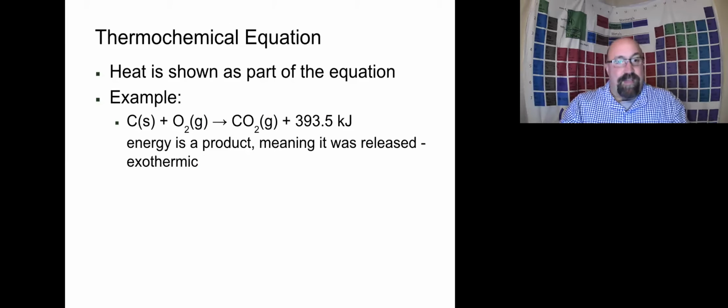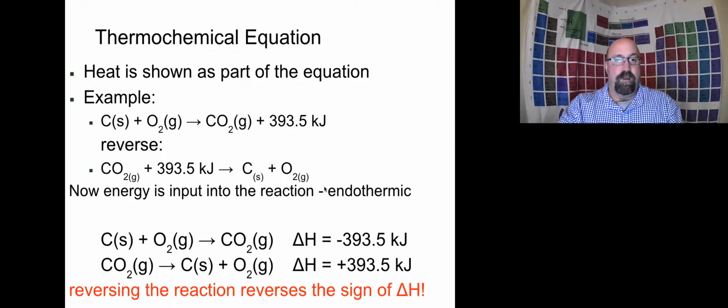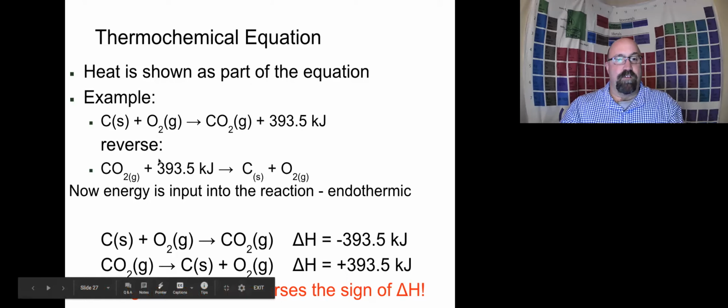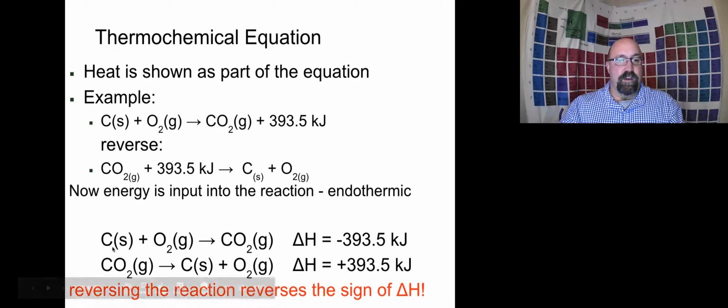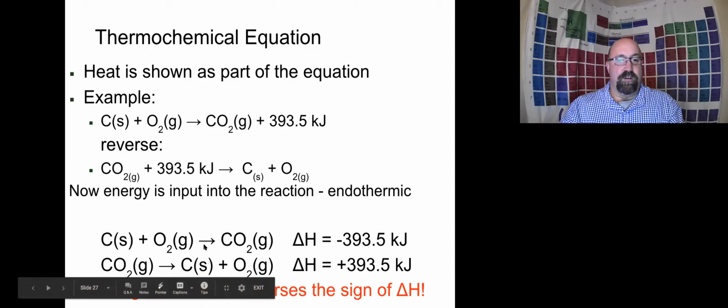And then we started to look at thermochemical equations, where we can simply write out the amount of energy involved in a chemical reaction. For instance, carbon plus oxygen gives us CO2. That's an exothermic process where delta H equals negative 393.5.